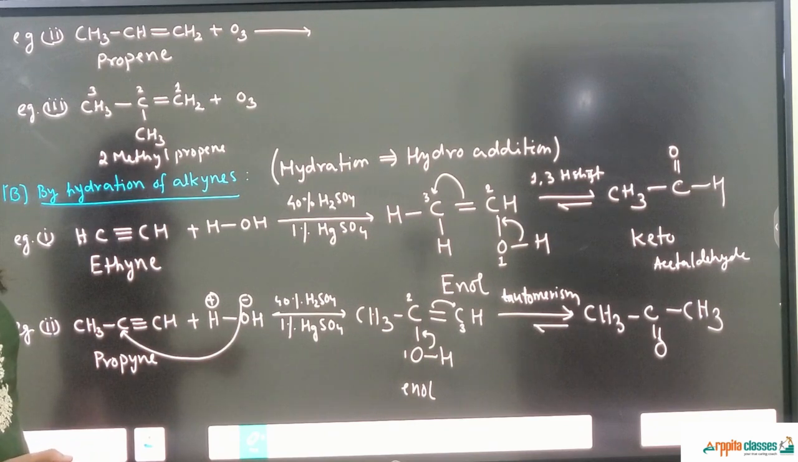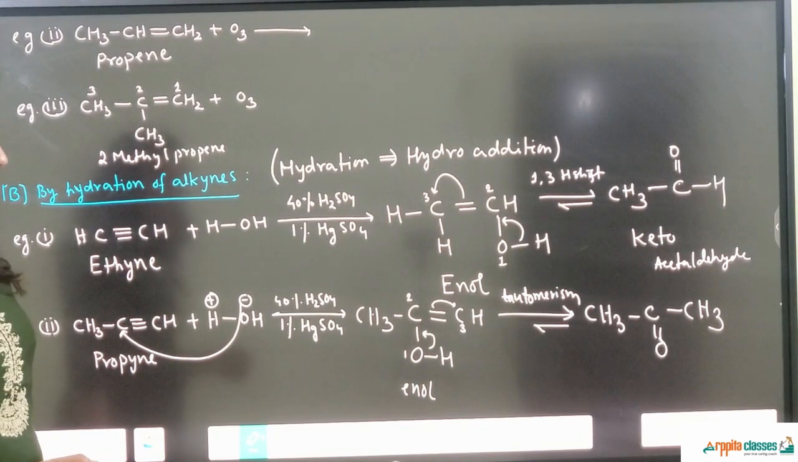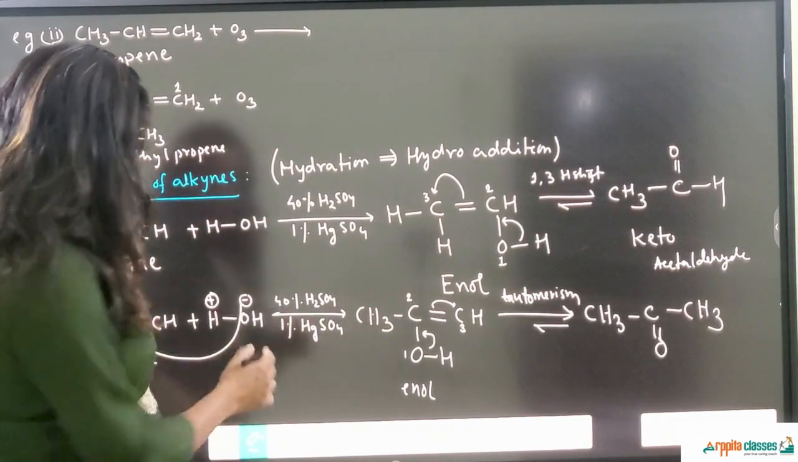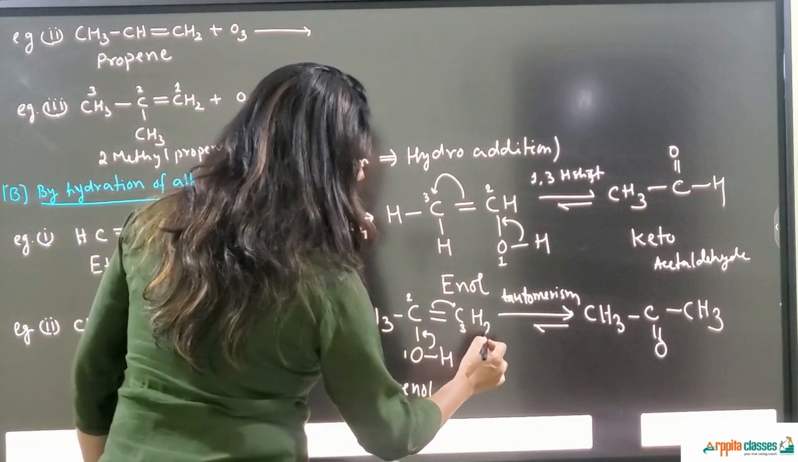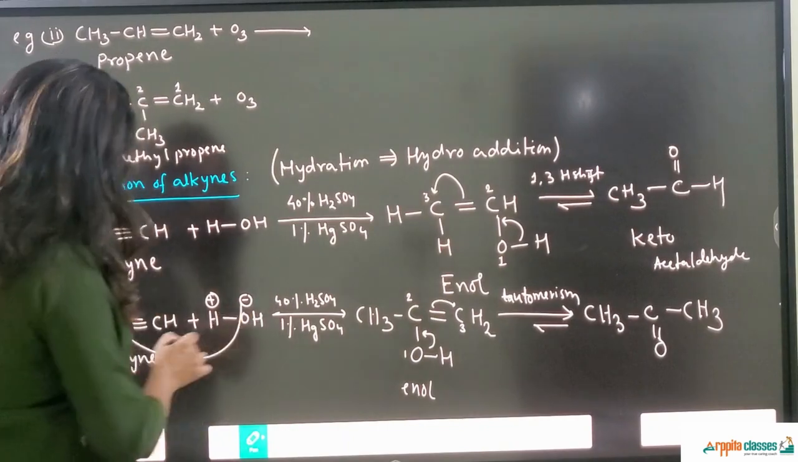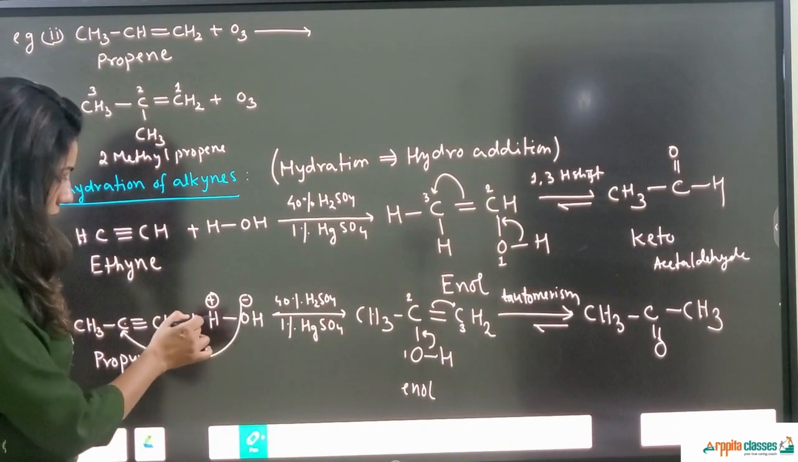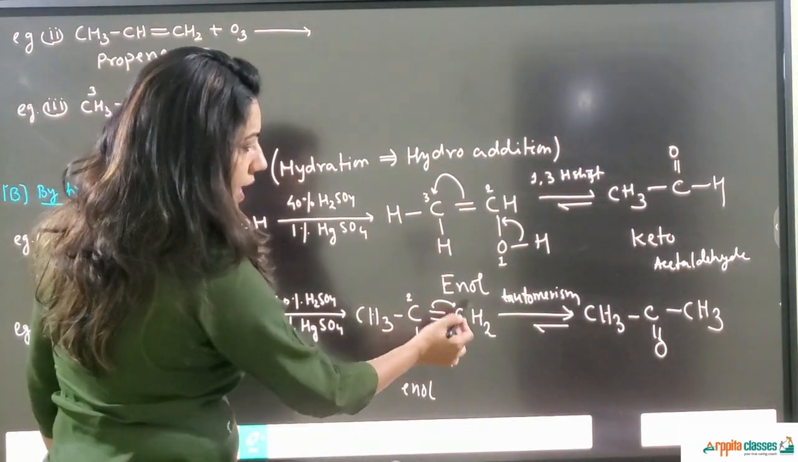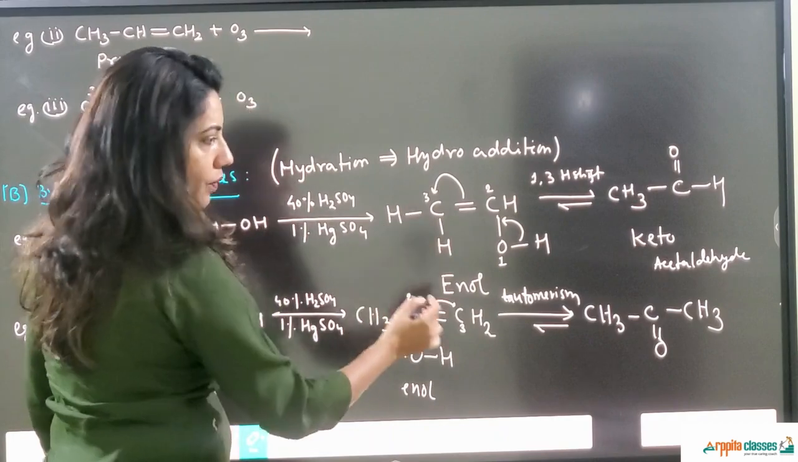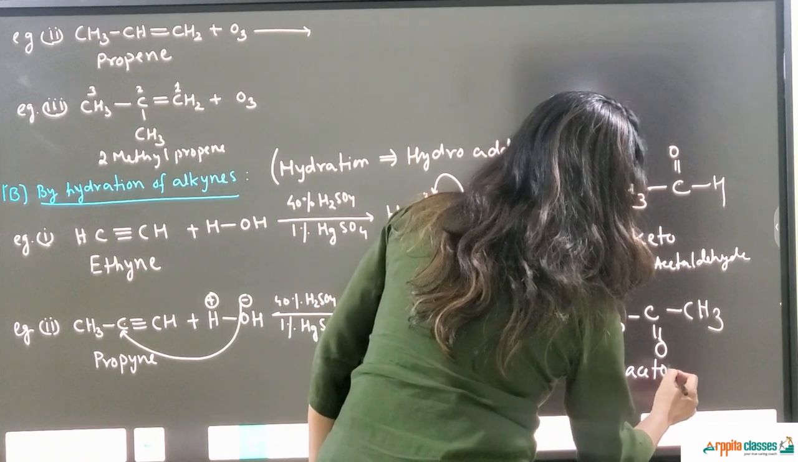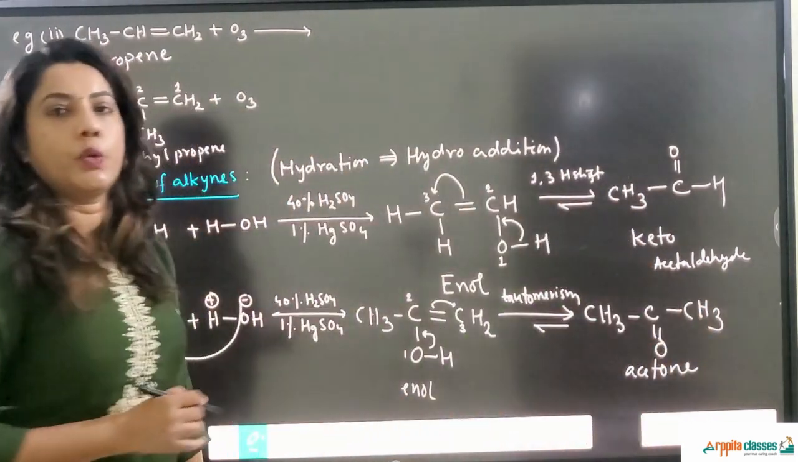CH3, C double bond O. Okay, I did not add the hydrogen over here. This will be 2 because this hydrogen gets added to this carbon. Now, OH gets added to this carbon and hydrogen gets added to CH. So this CH will become CH2 and then a 1,3 hydrogen shift. This hydrogen will shift over there. So you are getting CH3, COCH3. This is called acetone or propanone.